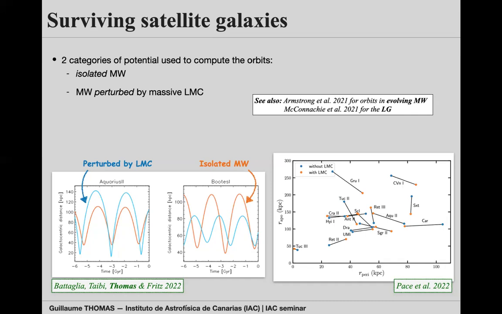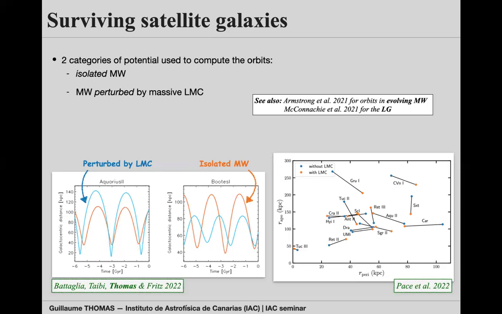In the case when it is isolated, you see the galaxy Bootes 1 can go really far away, to 110 or 120 kpc. Whereas if you take into account the perturbation of the LMC, you see, first of all, that the period is not that regular. You have a bit of a shift in the pericenter, but also the apocenter is way different than what you have when you don't include these perturbations.